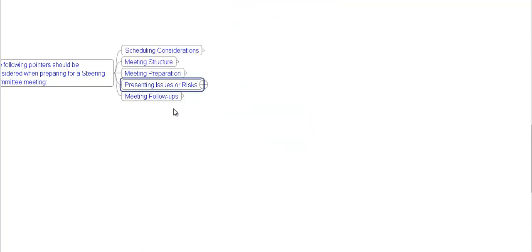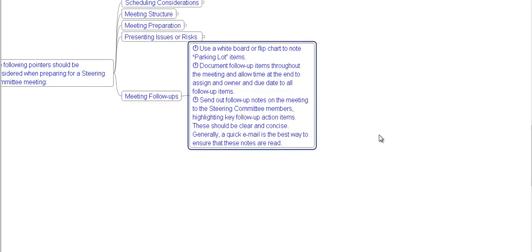Follow-up. Meeting follow-ups. Use whiteboard or flip chart to note parking lot items. Document follow-up items throughout the meeting and allow time at the end to assign an owner and due date to all follow-up items.